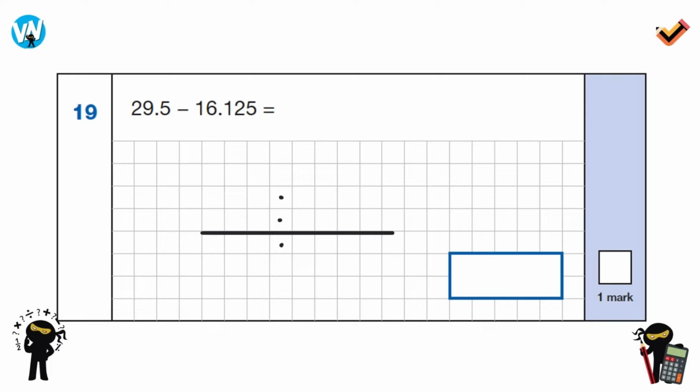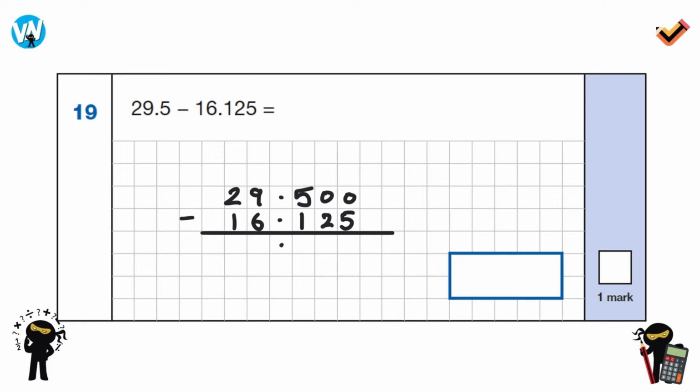Decimal, autopilot. 29.5, take away 16.125. So I'm going to need to have some placeholder zeros. So again, straight away, I've got the issue that I'm going to need to exchange. 0 take away 5. I can't do that. There's nothing in the next column to borrow from, so I'm going to need to borrow from this column here.